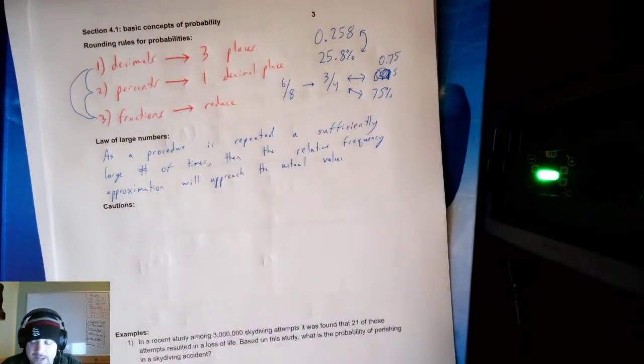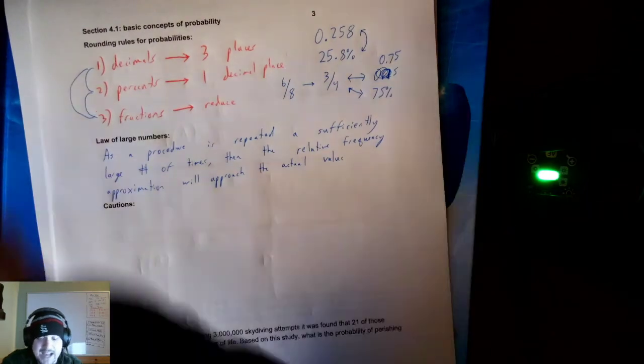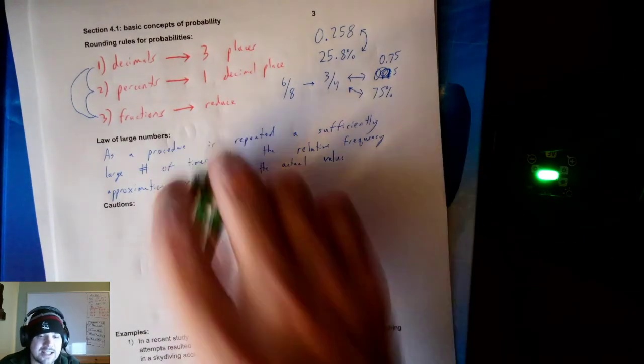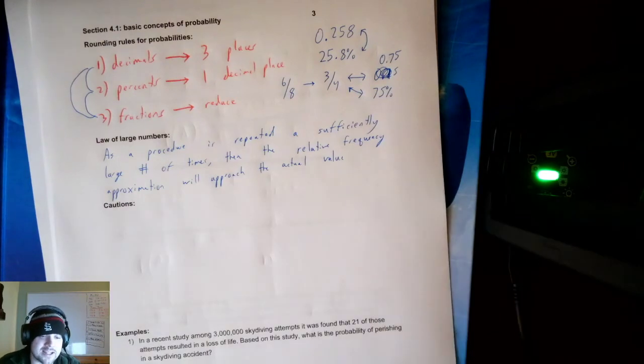I'm going to do my experiment again. That time I rolled a 6. So now the odds are 50%, right? I've done it twice and I got a 50% chance of getting a 6. That's the approximation, right? I'm doing an experiment.